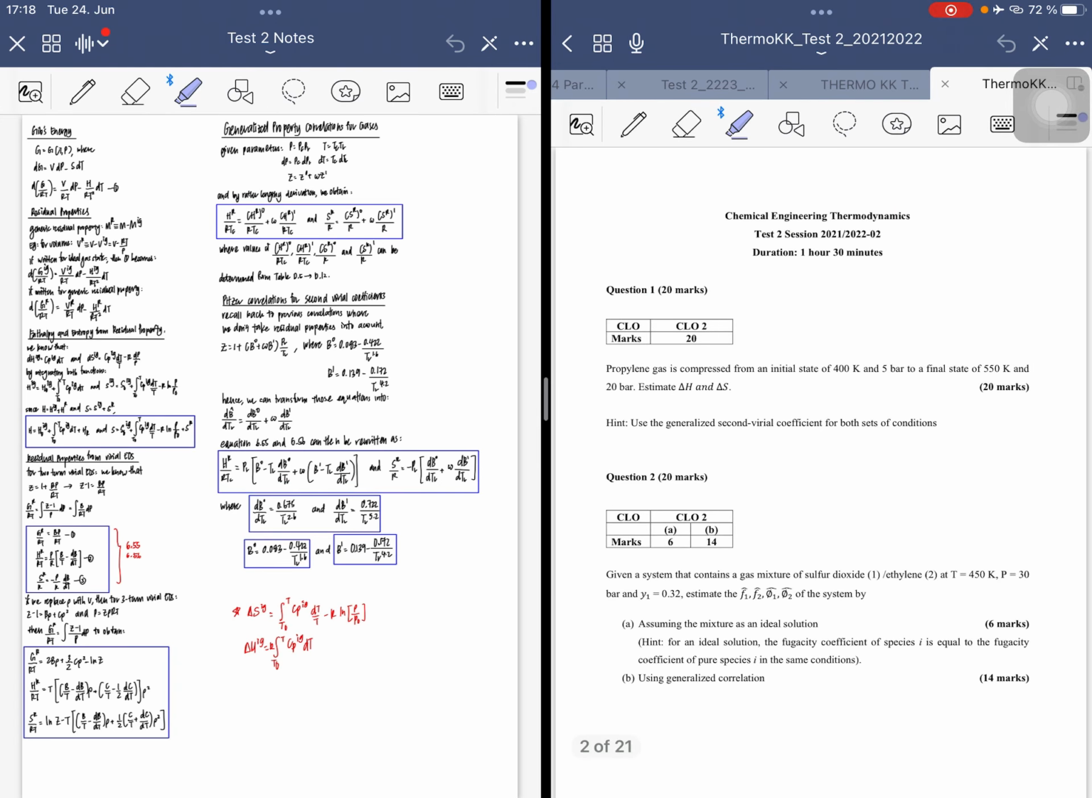So this test covers chapter 6 and 11. Chapter 6, the main idea of chapter 6 is just the residual properties, and chapter 11 is the fugacity.